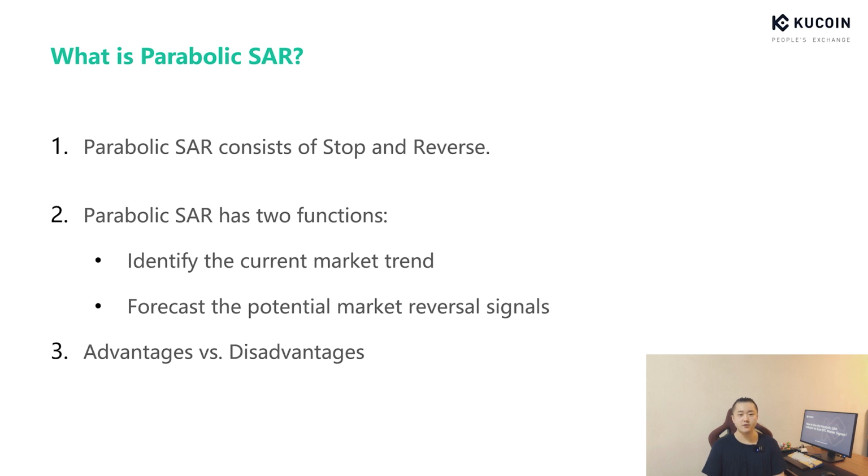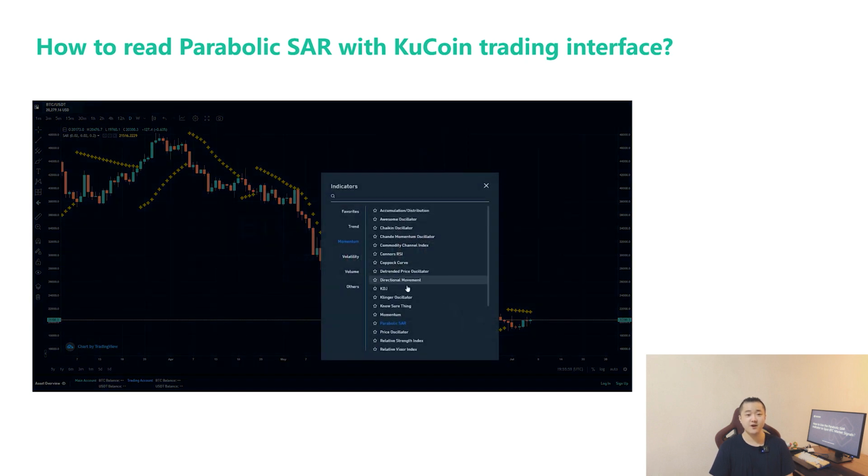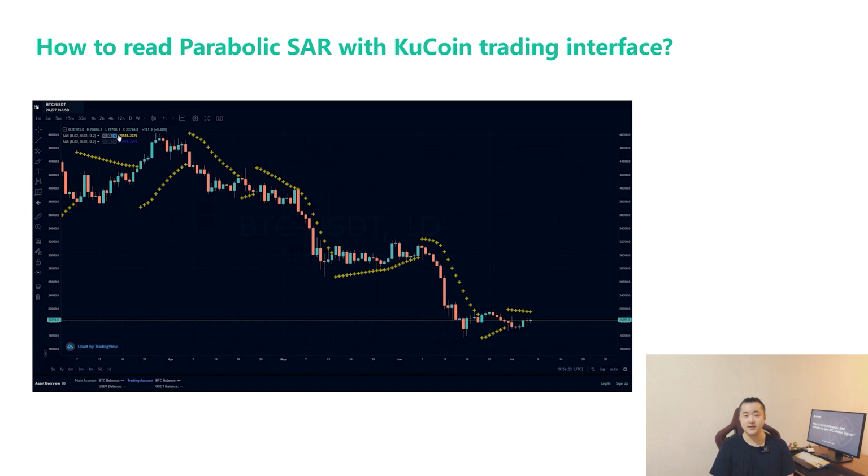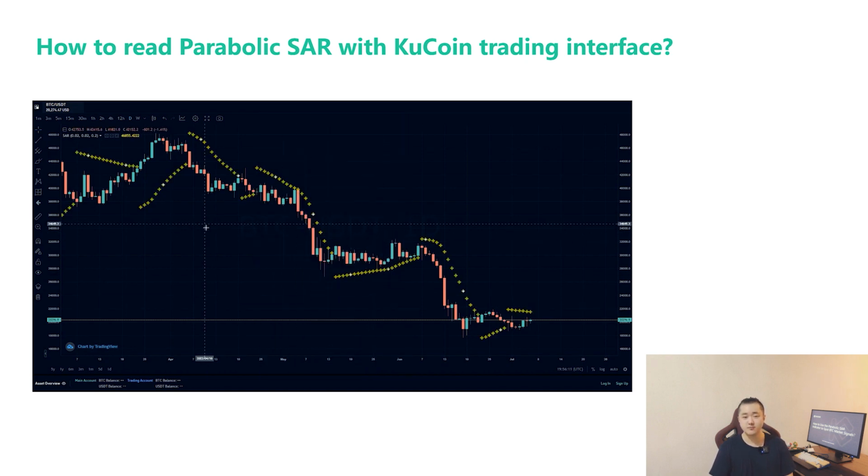Instead, Parabolic SAR is invalid in consolidation. Let's watch this video. I will clarify this indicator by showing the chart. Seeing the BTC quotation, you will find the Parabolic SAR is in the momentum series of indicators, and apply it to the candlestick chart of BTC.